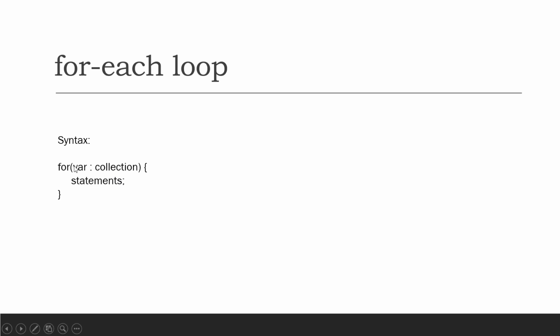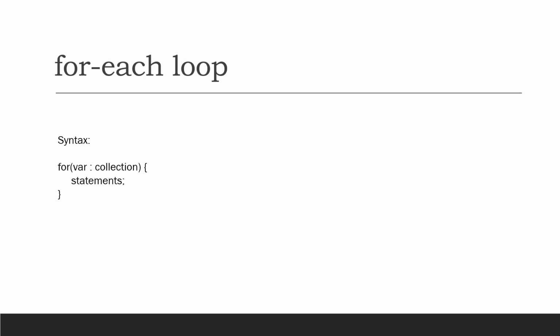Here, if you see, there is no initialization block, condition, or increment. Automatically it returns one element at a time, and then it comes inside the loop that many times. For example, if this collection contains 10 elements, it is going to execute automatically 10 times. So this is called the for each loop, which is an enhancement of the for loop.